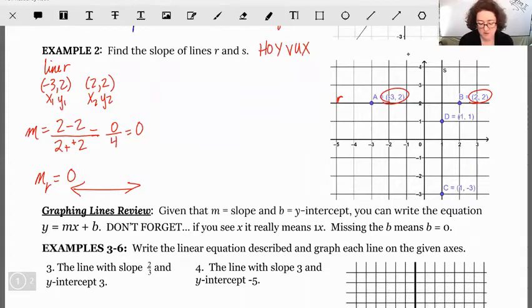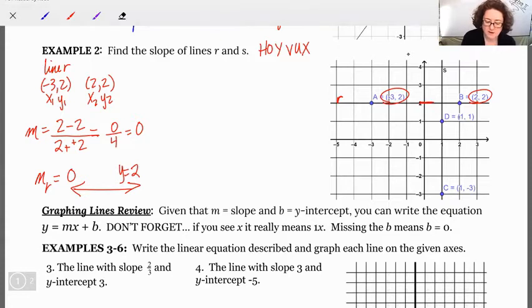Horizontal lines have a 0 slope and they always look like y equals. So actually the equation of this line would be y equals 2 because it goes through 2 on the y-axis. Okay, so wait a second. If that's a horizontal line and the slope was 0, can you remember what the slope of a vertical line is? Well, let's check it out.